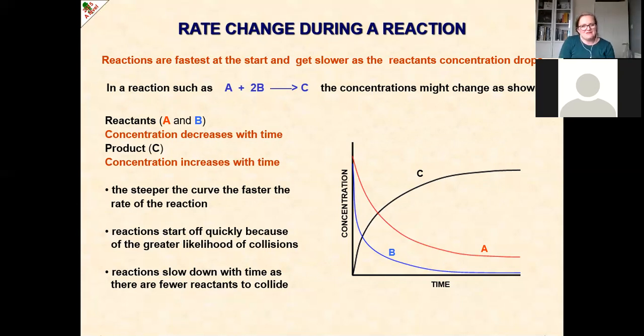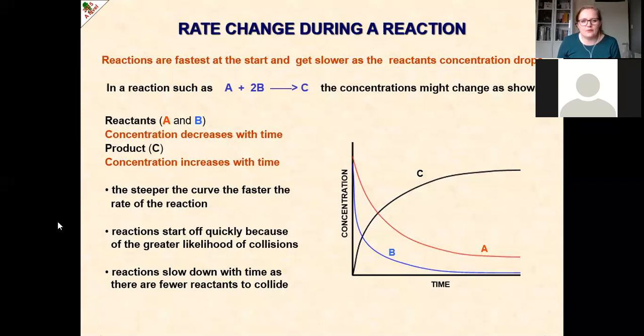So here we go. In a reaction such as A plus 2B gives us C, the concentrations might change as shown. A and B are our reactants, C is our product. Reactants A and B, their concentration decreases with time. Product C, concentration increases with time. It makes sense. The steeper the curve we have, the faster the rate of a reaction. So as we can see, B's got a steeper curve than A.